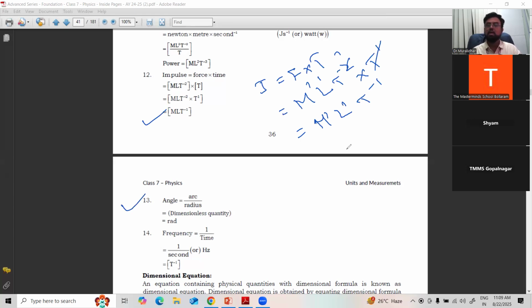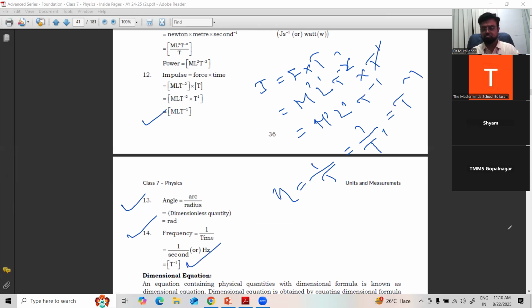Then angle. Angle is also a fundamental quantity. Remember, there are two: solid angle and plane angle. It is simply measured in radian only, so it is dimensionless. Frequency. Frequency is nothing but 1 by time. That is 1 by T1, which is equal to T minus 1 for the frequency.